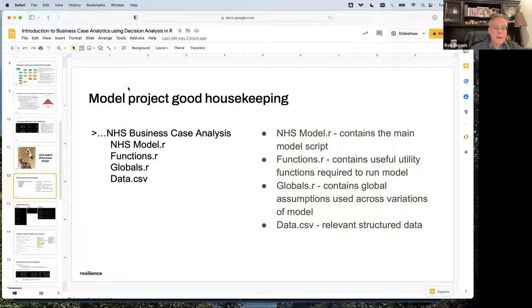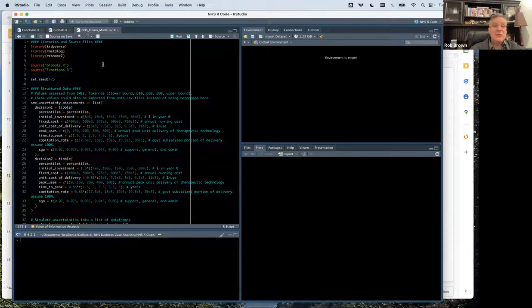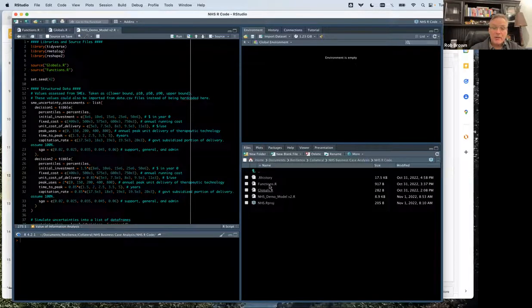All right, I know you're all anticipating jumping into some R, so we're going to do that now. So here's the setup. As you can see, I've created a project, and within that project, I've created the various files I've just described. The one difference for today's conversation is that instead of having CSV files to store that data frame I just displayed for the uncertainties, I've manually coded those uncertainties here so that we don't have to worry about data importing and things like that. We can focus on just the business model behavior.